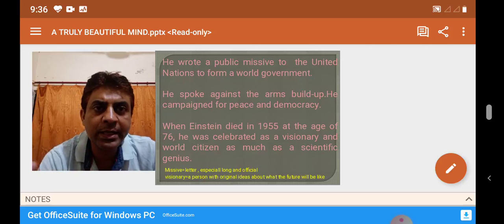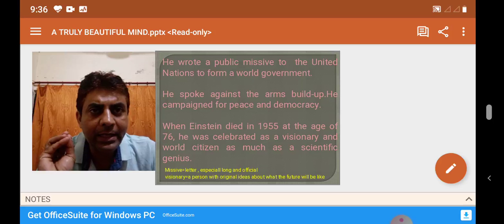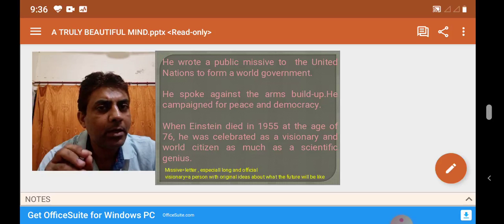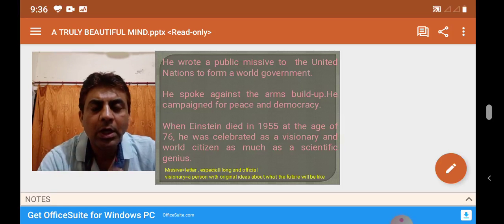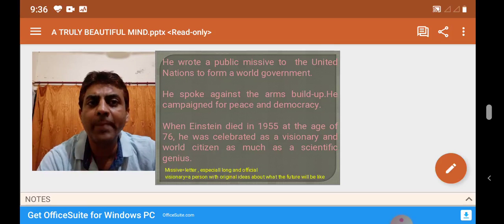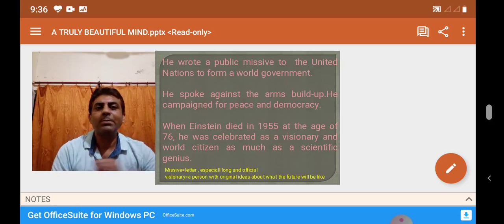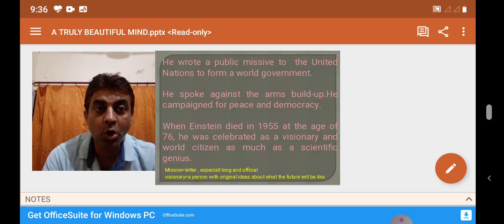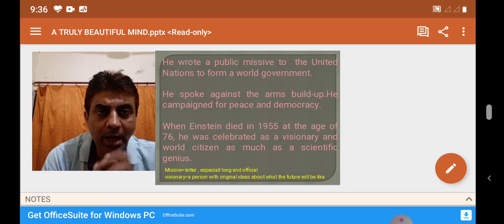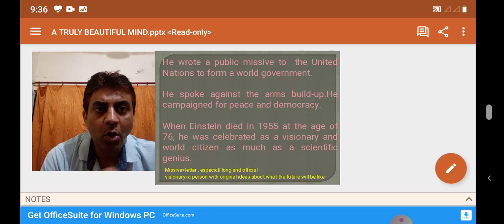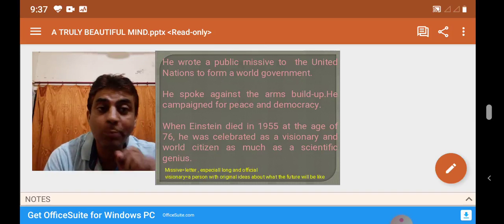Seeing the destruction in Hiroshima and Nagasaki, he was deeply shaken, and he wrote an official letter, a missive, to the United Nations for the formation of a world government. And he was also against the arms buildup. Moreover, he emphasized the need for peace, prosperity and democracy in the world.